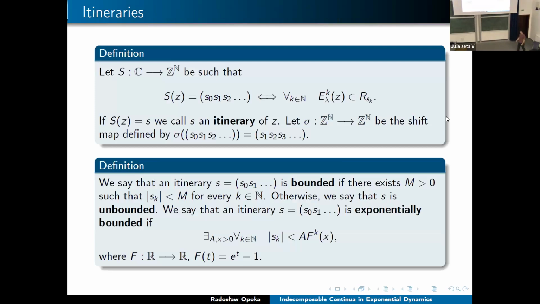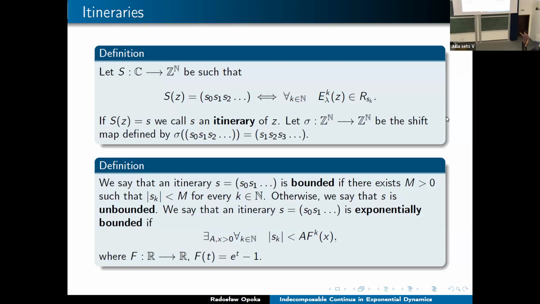We can define for every z an itinerary. A sequence of integers is an itinerary if and only if, for every k, the kth iteration of z is in the strip given by the kth element of the itinerary. And on these itineraries we define the shift map, which works like this: we just erase the first entry.